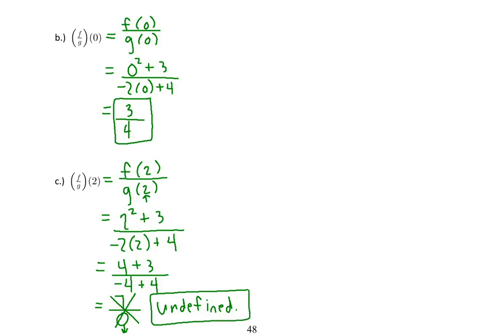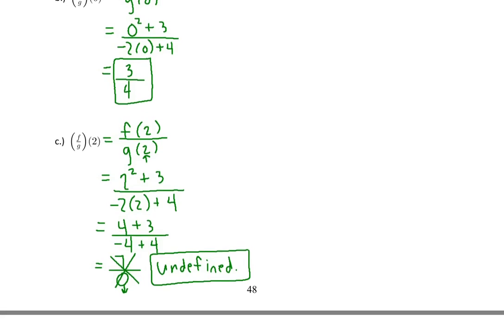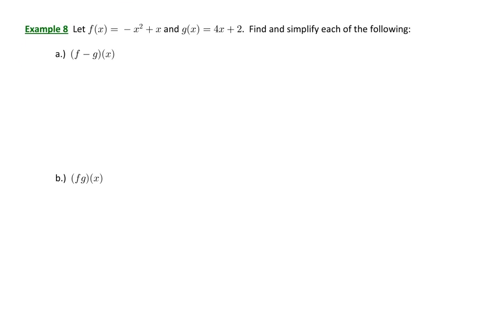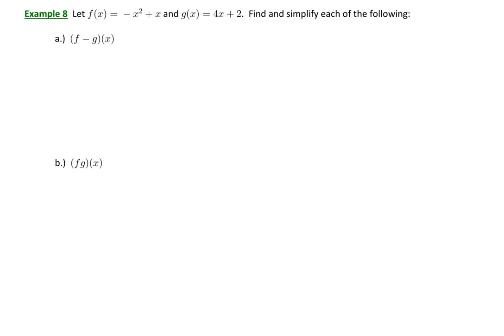Now that we're warmed up a little bit with a couple of these operations, let's change the problem just a little bit. We'll change it in 2 ways. On example 8, we have 2 new functions. So f of x is the quadratic function negative x squared plus x, and g of x is the new linear function 4x plus 2. What's different about these problems, notice our argument is not a number this time, but a variable. So we're going to plug in a variable, essentially creating a new function.